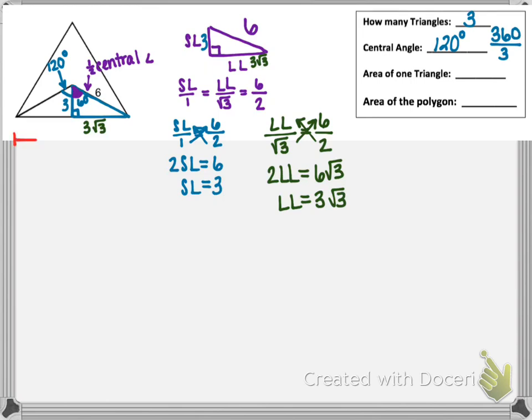Now, we need this entire length right here that I just drew in the red. That's going to be the base of that triangle that I'm about to find the area of. This little triangle right here. So to find the base of him, we need to double that 3 square root 3, because right here, those two little pieces are going to be congruent. So 3 square root 3 times 2 is going to leave me with 6 square root 3 for the side length of that base.